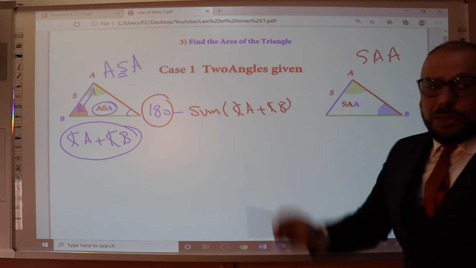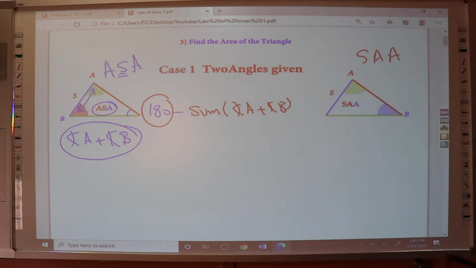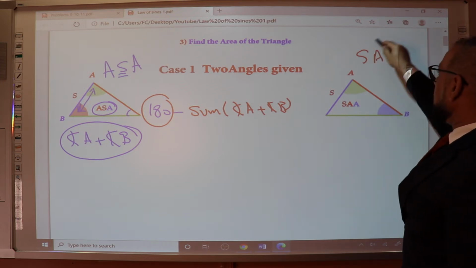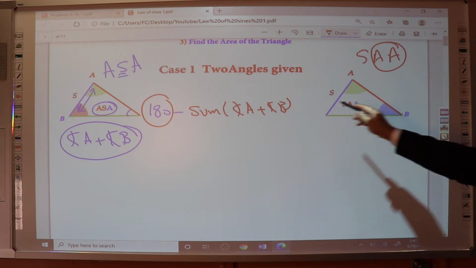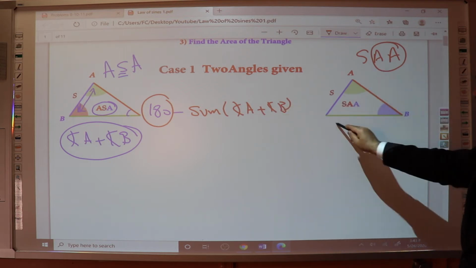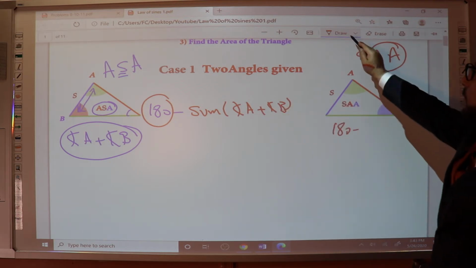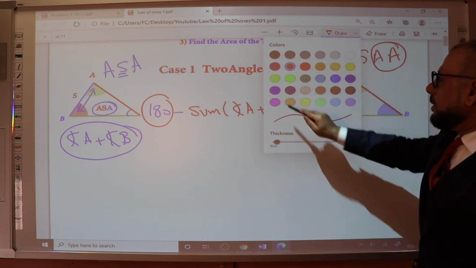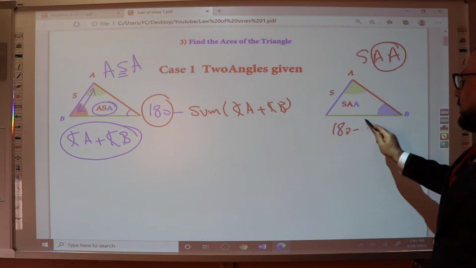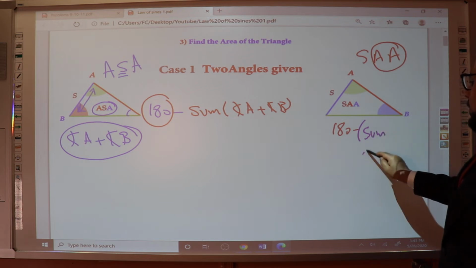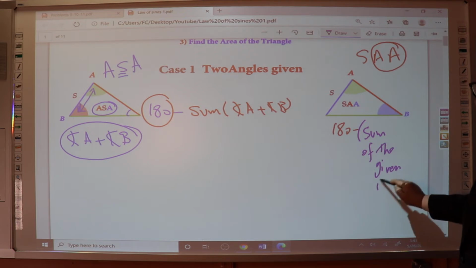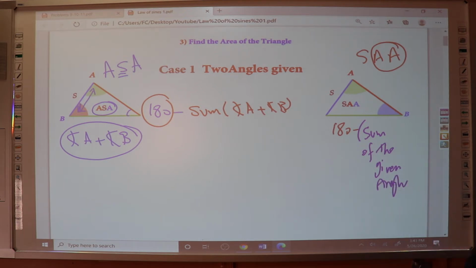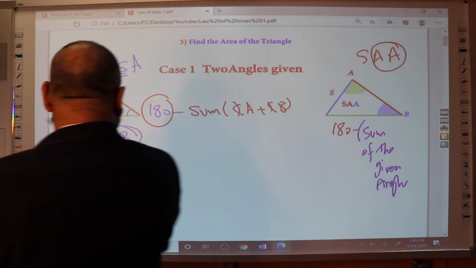Look, in these two cases, we have two angles given. When we have two angles given, this is the easy case. Because what you have to do is the same: 180 minus the sum of the given angles. Okay, let me take an example for these cases.